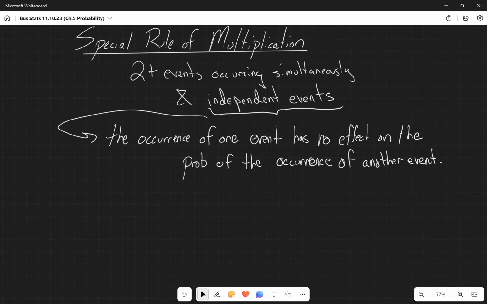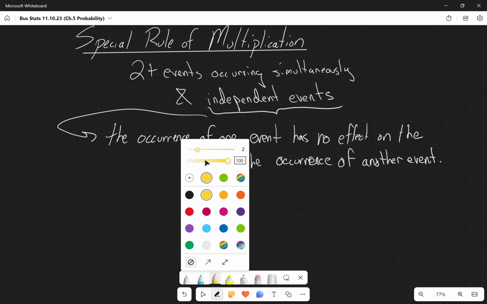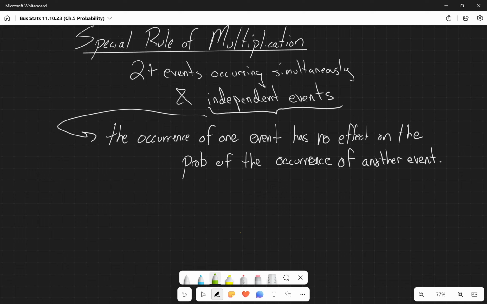So when we have this situation, we can use this handy-dandy special rule of multiplication to figure out the probability of both A and B happening. So the probability of A and B, when they are occurring simultaneously and they are independent, is going to be simply the probability of A multiplied by the probability of B. So again, we're going to do an example real quick so we understand what's going on.